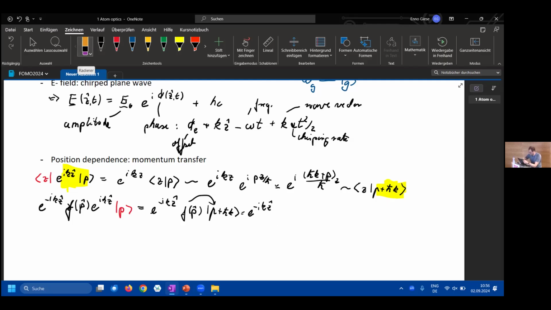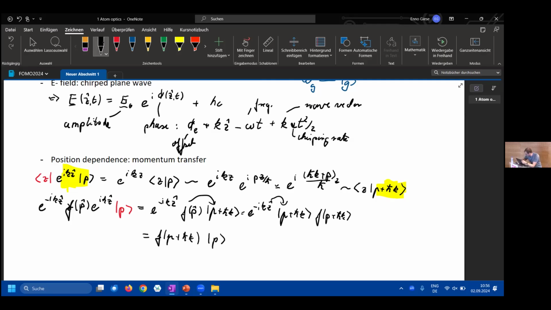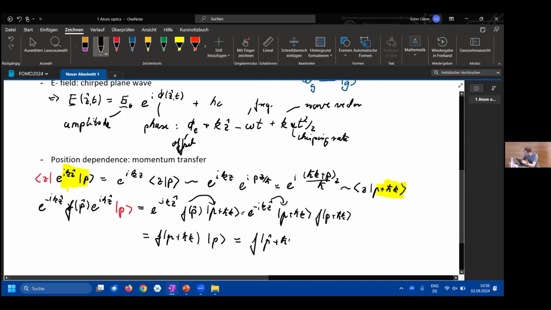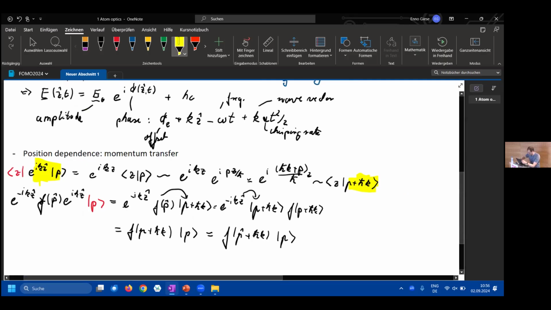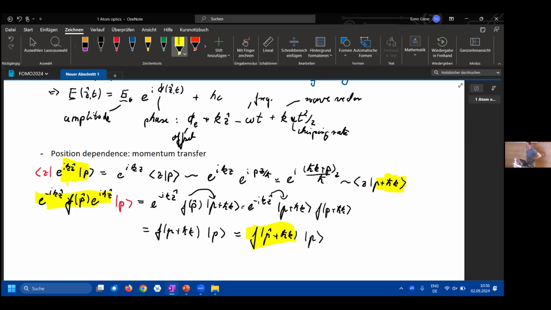Now I know how this here acts, because it just shifts the momentum back. So I'm just back at my original momentum. So I can write this as f of p plus h bar k acting on the momentum eigenstate p. We can write this now as f of p hat plus h bar k on the momentum eigenstate p. What we have now demonstrated is that if we sandwich a function that depends on momentum, this function is shifted in momentum. Okay?